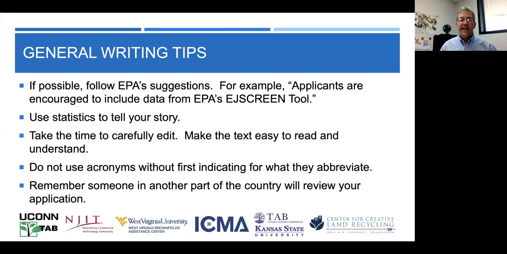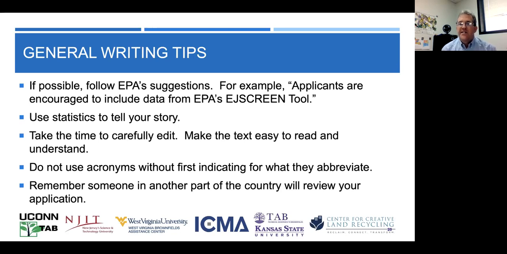All right, throughout your application, there are several places in the guidelines where EPA suggests something, they recommend something. Follow those suggestions, even if it's not required. This year, applicants are encouraged to include data from EPA's EJ Screen tool. They don't say it's a requirement. They allow you to bring in data from other sources. They will like to see if you use the tool that they're suggesting. That also goes with the sample tables. They have provided a format on which you can do your budget table. It's recommended, if possible, you use their format. It's easier for them to review.